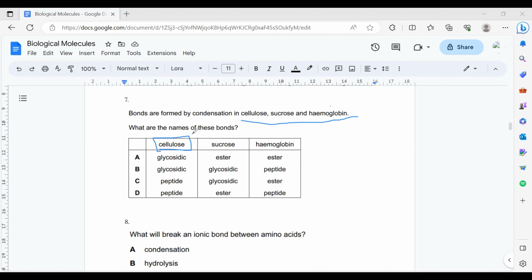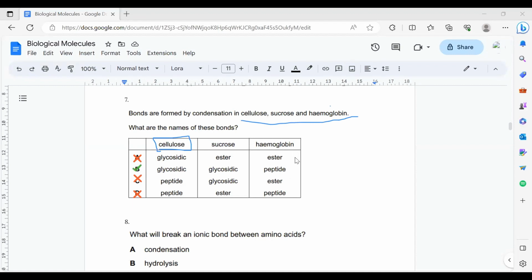Cellulose is a polymer of beta glucose. So because it has glucose, it consists of glycosidic bonds. So cellulose must have glycosidic bonds, so that means C and D are not the option. Sucrose is also made from glucose and fructose, so it also involves monosaccharides. So A is not an option because the bond present in sucrose would also be glycosidic, and hemoglobin is a protein, and proteins have peptide bonds in them. So the answer for question 7 is option B.